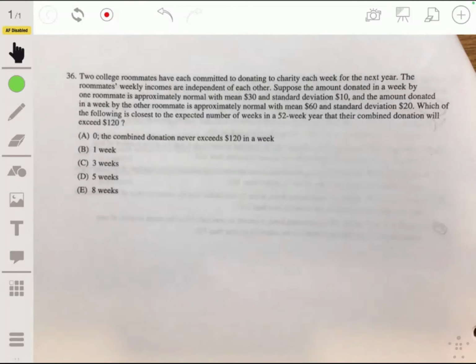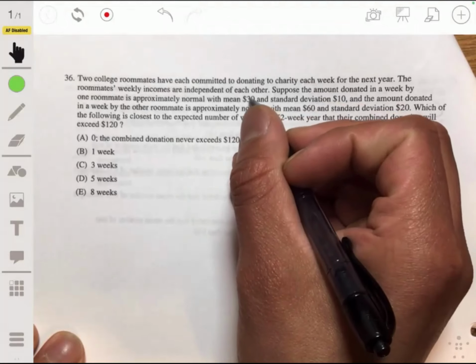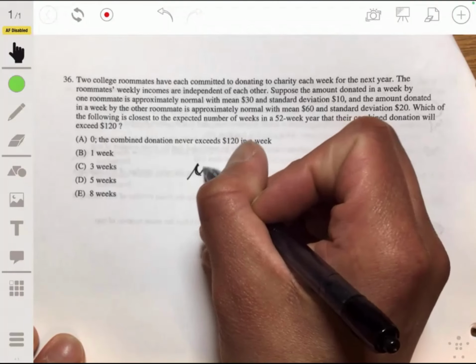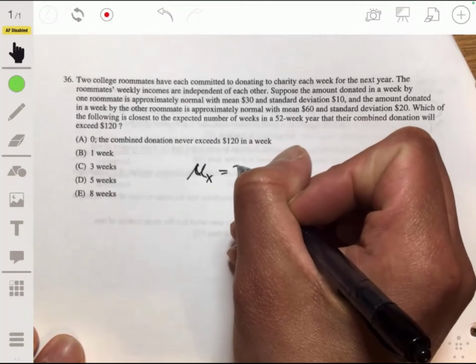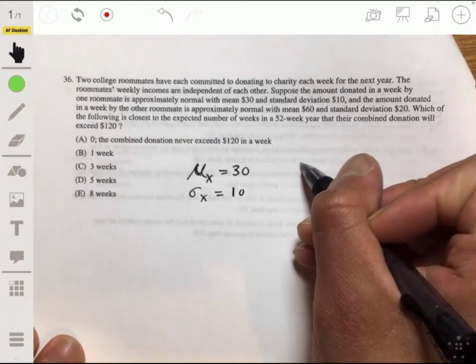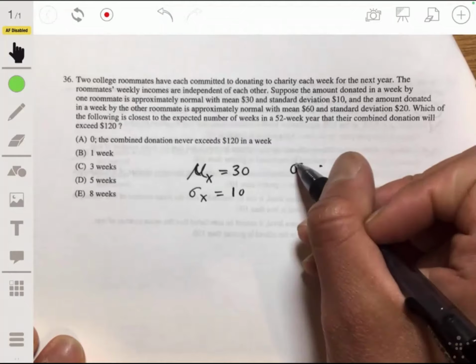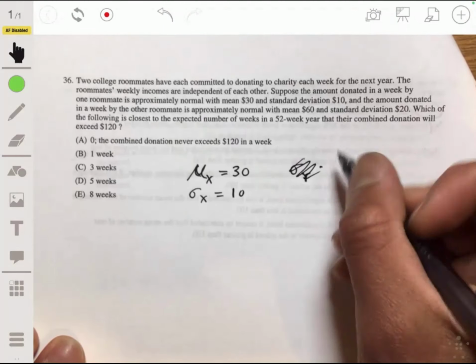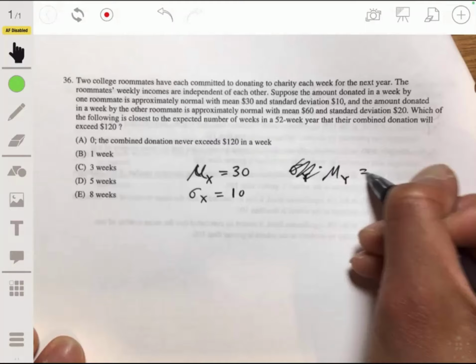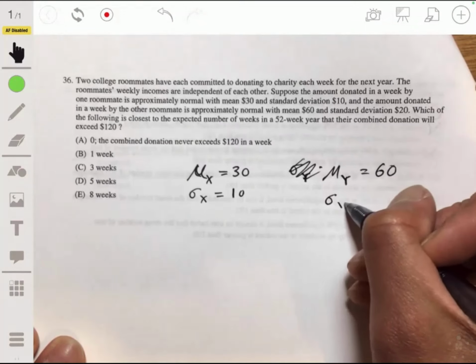Okay, so this is going to be basically calculating the probability of a random variable. So let's have one roommate be the random variable X. They have a mean of $30 with a standard deviation of 10. Let's have the other roommate be Y. They have a mean of $60 and a standard deviation of 20.